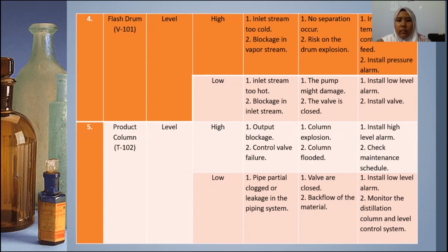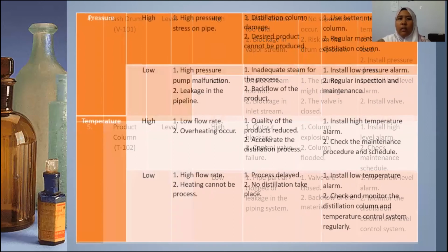For a low level, it can cause a pipe pressure clog or leakage in the piping system. So the consequences are the valve will be closed, and also there will be no net flow of the material. So what we should do is install a low level alarm and monitor the distillation column and level control system.